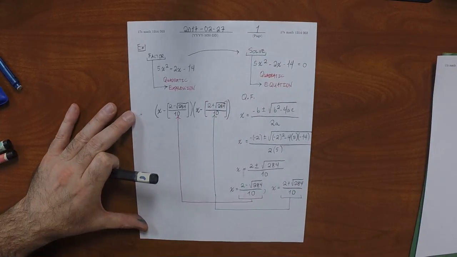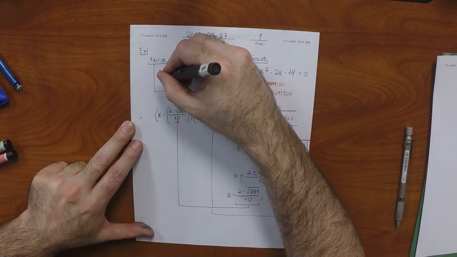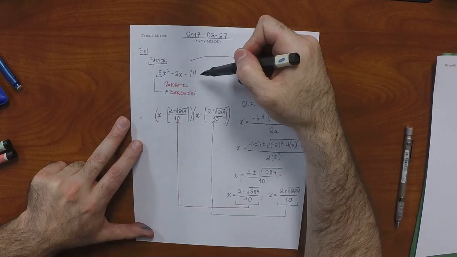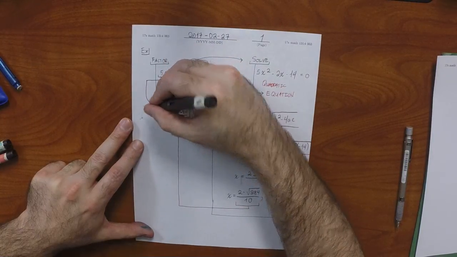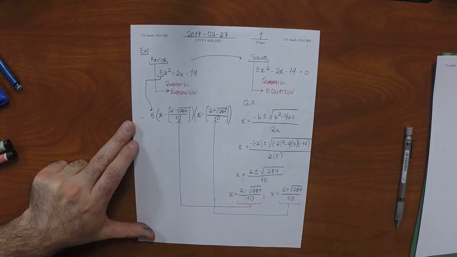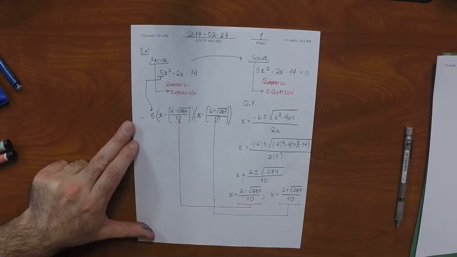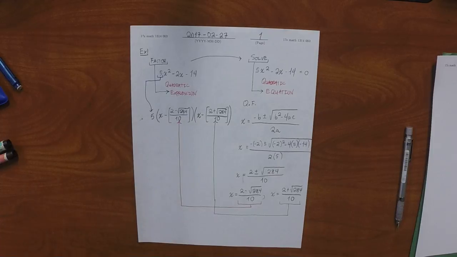Still is not right. What's not right? Missing the 5. Missing the 5, right? So this, the non-monicness of this expression, okay, now it's right. So what this constitutes is a method to factor any quadratic whatsoever.